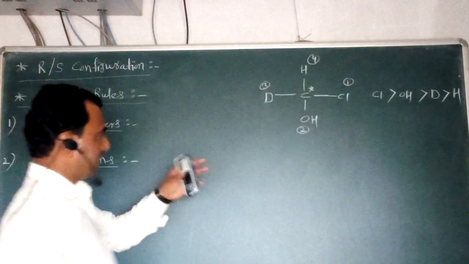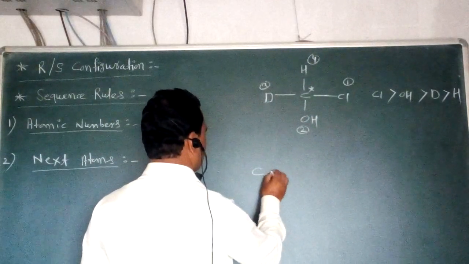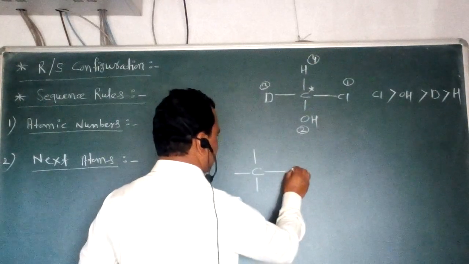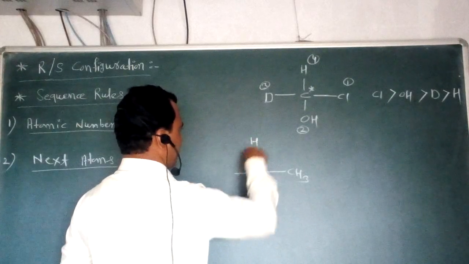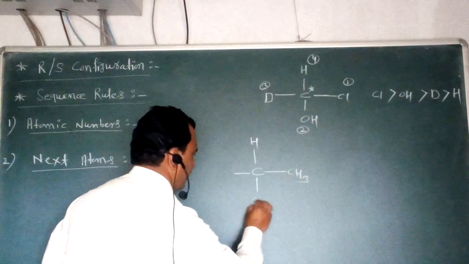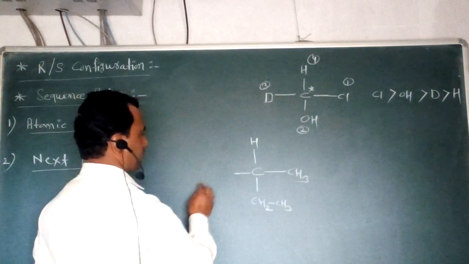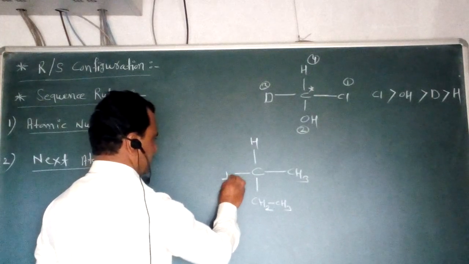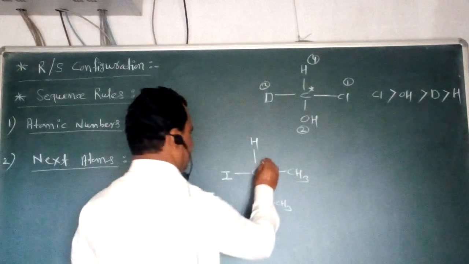For this purpose, I again take the next simple example of a chiral center. Suppose this carbon is the chiral center. Suppose it has four different groups. Suppose this is a hydrogen, CH2CH3, and this is iodine. So this is one simple example of a chiral center.